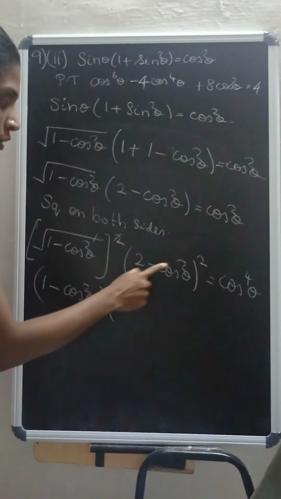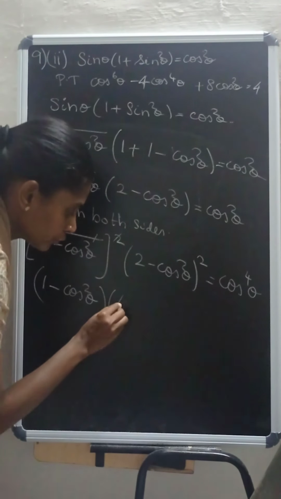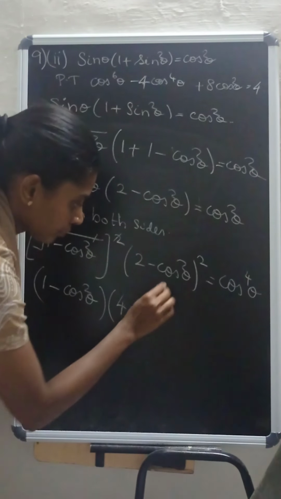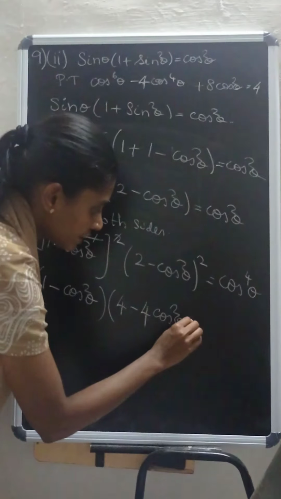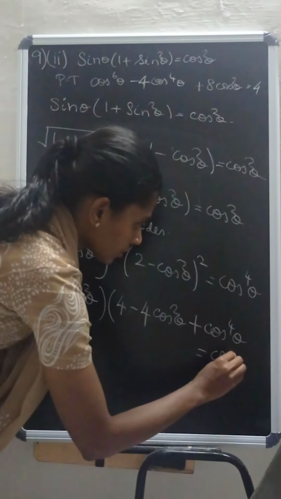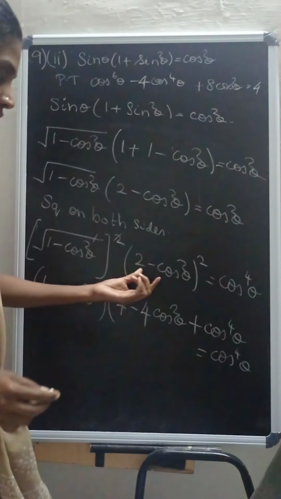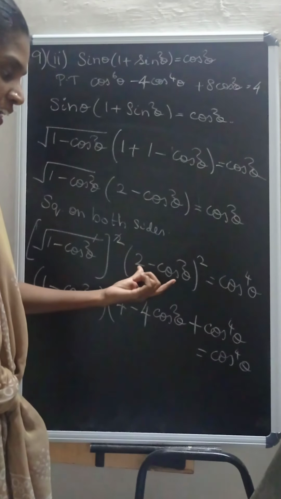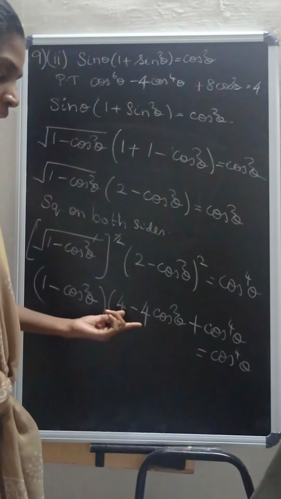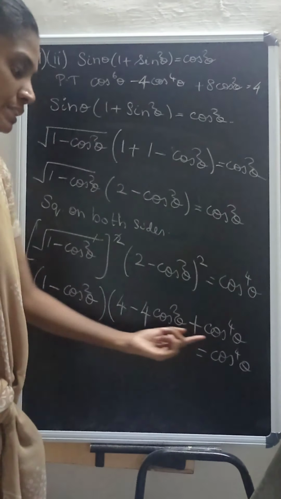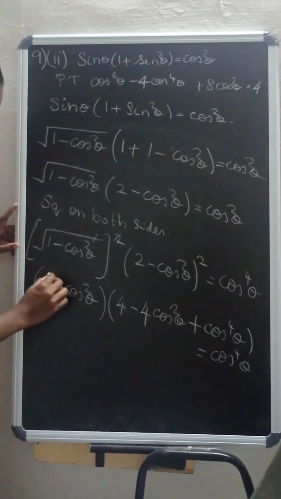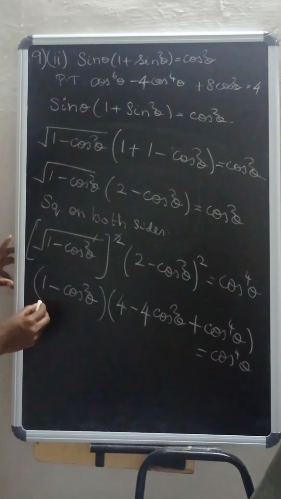So here a square, 2 2s are 4, minus 2ab, 2 2s are 4 cos square theta, plus cos power 4 theta is equal to cos power 4 theta. So here we are using the algebraic identity a minus b the whole square. So a minus b the whole square is equal to a square minus 2ab plus b square. Now we will multiply first term with first term and first term with the second term.